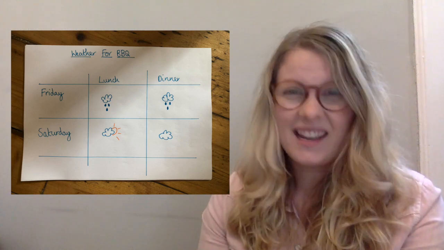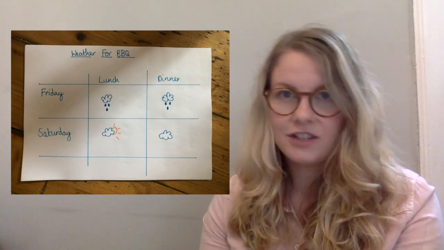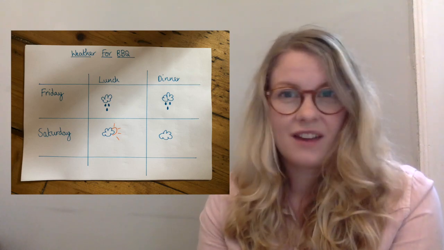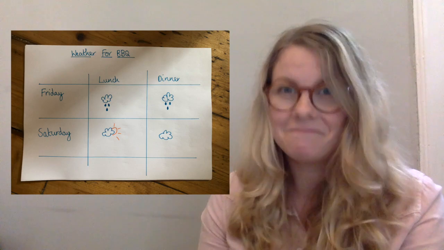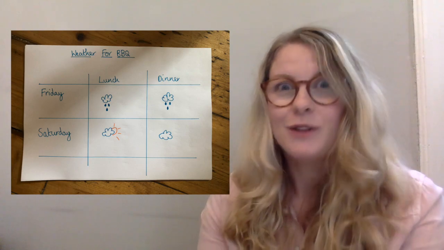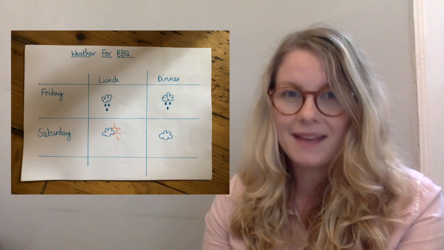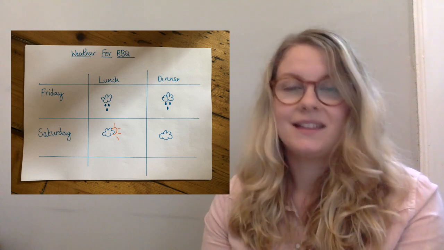On Saturday, I've got two options here. Lunchtime is sunny and dinner time is cloudy. Which one do you think I would rather have? Definitely the sunny one. So this Carroll diagram is telling me that the best time for my barbecue is lunchtime on Saturday. So now I know exactly when my barbecue is going to be. I can make my invitations and get them sent away.